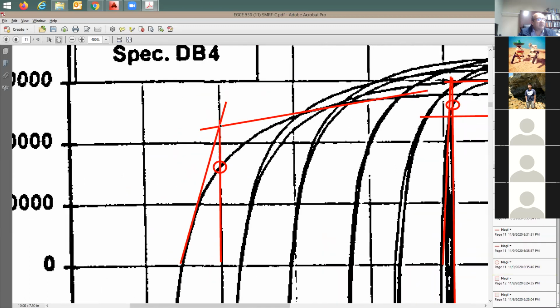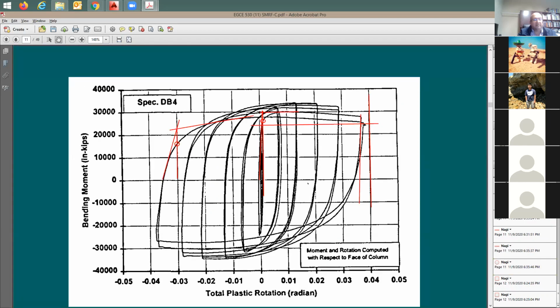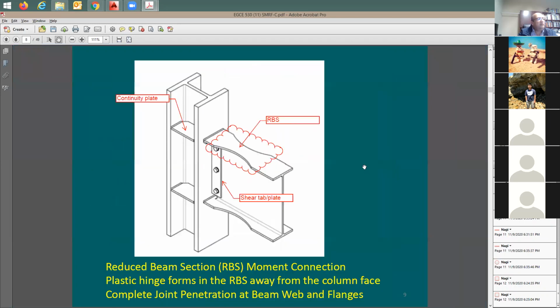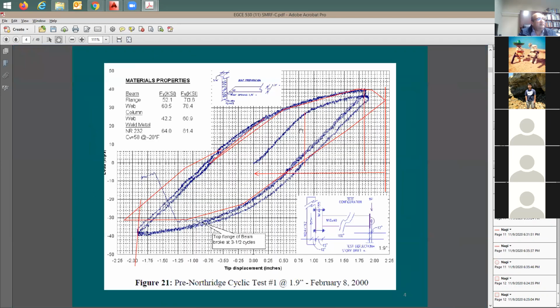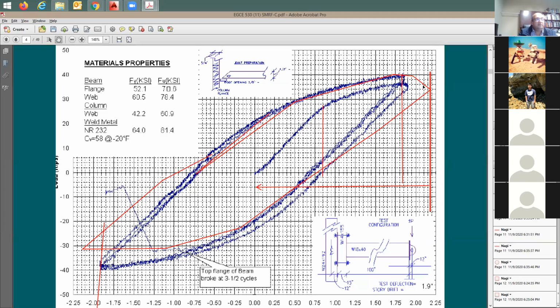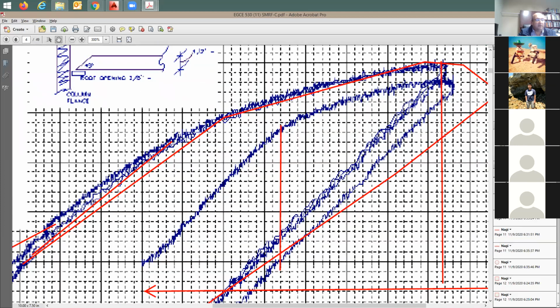So I don't want you to expect during testing that you're gonna have a very clear, definite point. But the ultimate point is easy to identify because it's the point at which you really have to take it down, when the force is coming down. So this is gonna be an easy one. This is where you stop. But the yield point is gonna be tough to define. Also look at this. Here, locating the yield point, if I wanna locate it here, I'm gonna say, okay, let's start from here. Let's give you the first tangent.